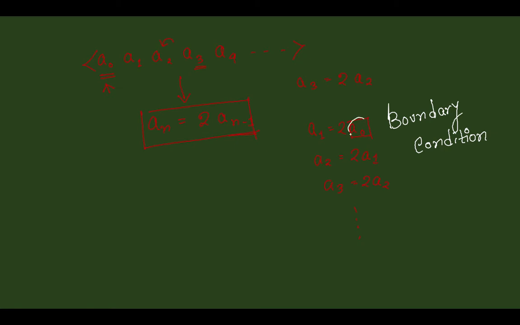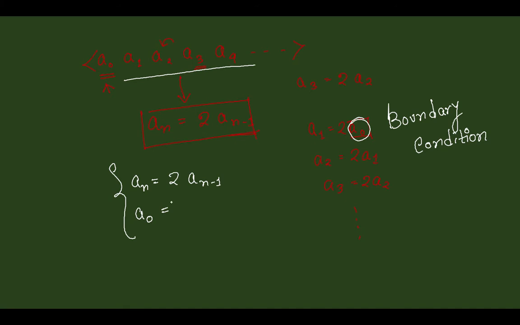All right, so we need this value. So to express this relation with recurrence, we need to write an would be 2 into an minus 1 and the value of a0 would be something. So this would be a recurrence relation of this sequence.